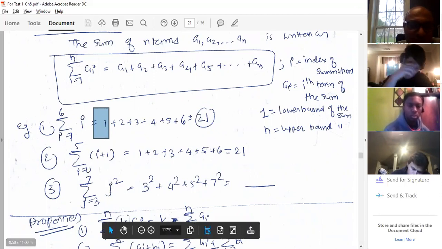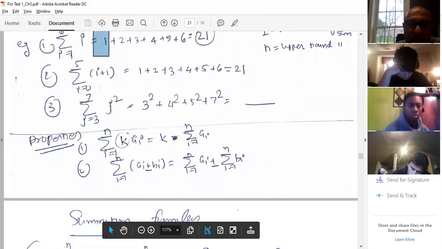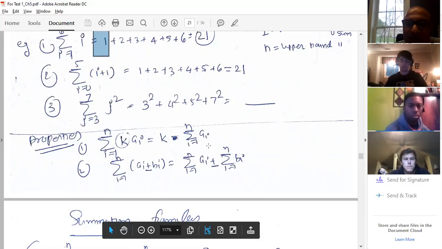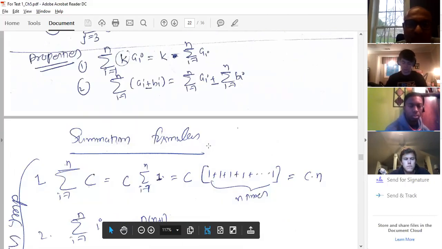This is the summation of j squared. Whatever values you have, j equal to 3, 4, 5, 6, 7, you first square and then sum. Whenever you have some constant, you can always pull the constant out of the summation sign. And summation is linear in addition and subtraction: summation of a_i plus or minus b_i is the summation of a_i plus or minus the summation of b_i, right? Suppose summation of i plus i squared: you can separate out the summation of i and the summation of i squared, and then add them up.